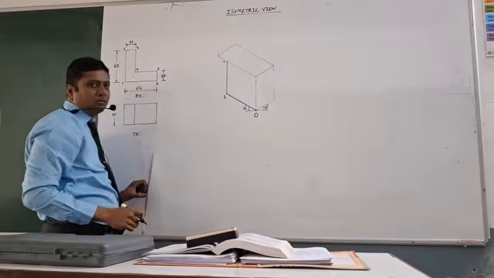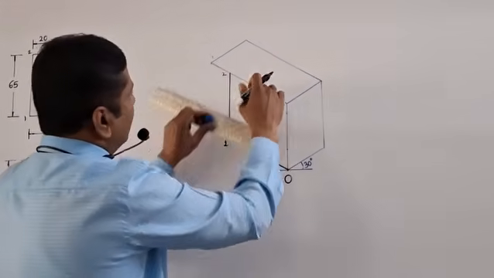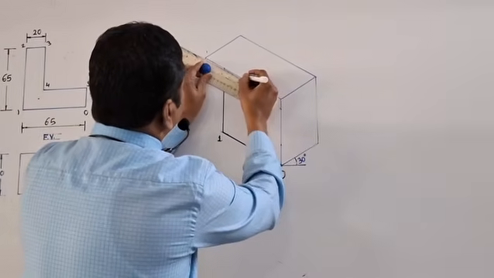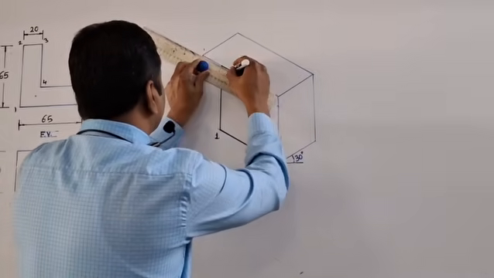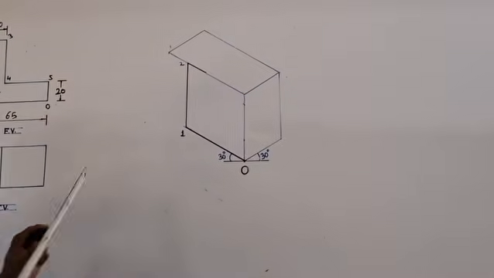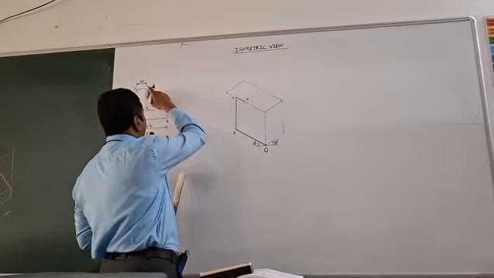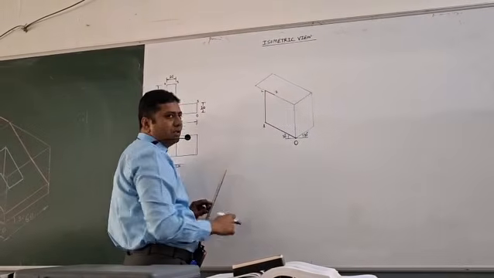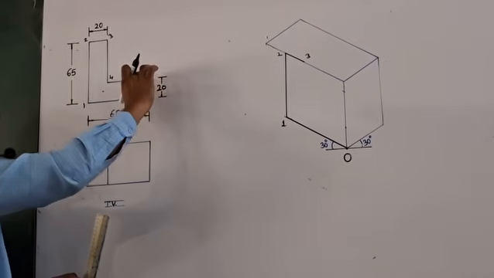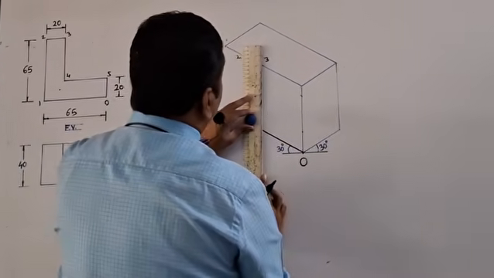Then 2 to 3, how much? 20. Then you have to come this way, so this is 20 mm. This line is parallel to this. Understood? Next, this is point number 3. Next, 3 to 4, again coming downward. How much is it? Total is 65 and this is 20, so 65 minus 20, how much? 45. So 3 to 4 is 45.